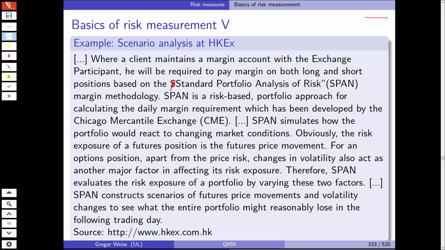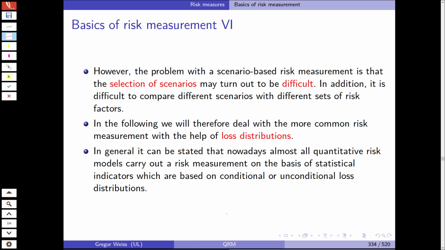SPAN evaluates the risk exposure of a portfolio by varying these two factors. For example, futures price movements, price risk, and changes in volatility. And SPAN constructs scenarios of futures price movements and volatility changes to see what the entire portfolio might reasonably lose in the following trading days. So this is exactly the same model that is used by the CME and the Hong Kong Exchanges and Clearing, sorry. And you can do this.